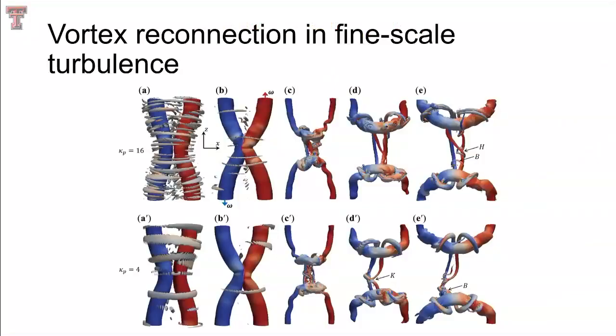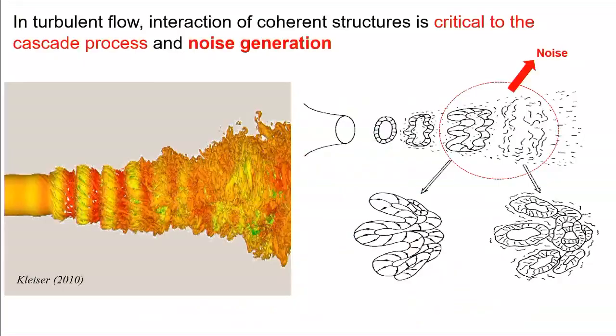Also, we have studied vortex reconnection embedded in fine-scale turbulence. Again, it is a quite asymmetric process and very complex. So now I will go into details of why vortex reconnection is important.